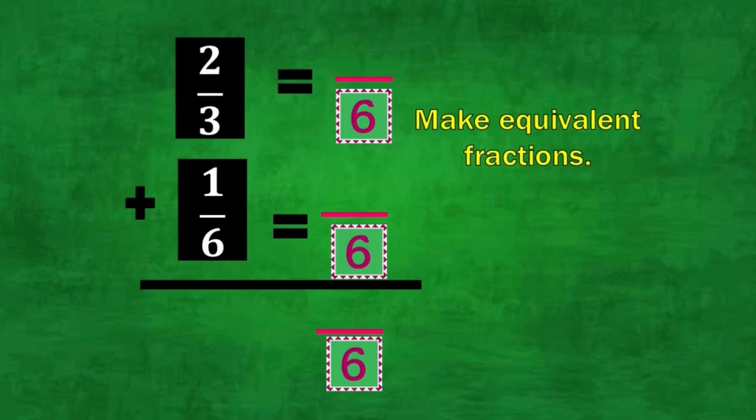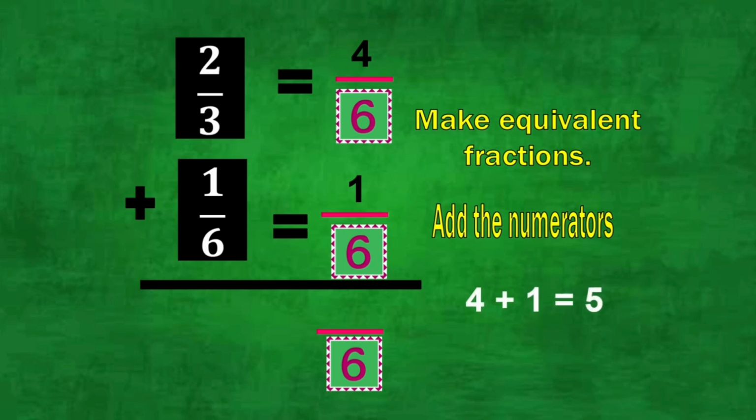Then make equivalent fractions. 6 divided by 3 times 2 is equal to 4. 6 divided by 6 times 1 is equal to 1. Then add the numerators. 4 plus 1 is equal to 5. Our answer is 5/6.